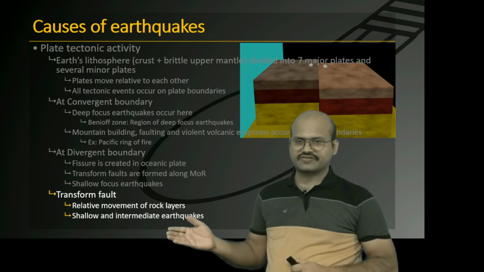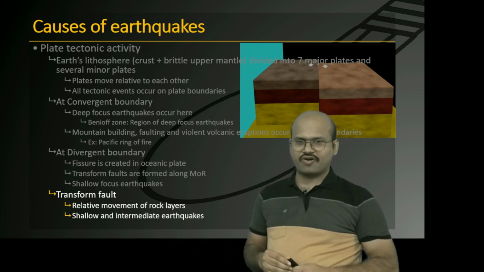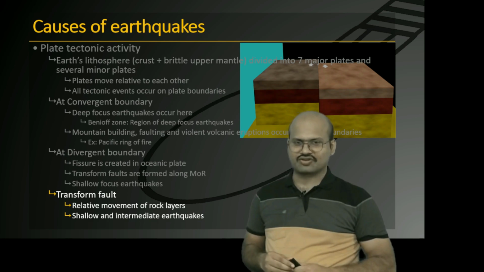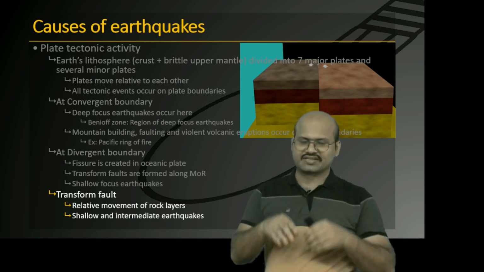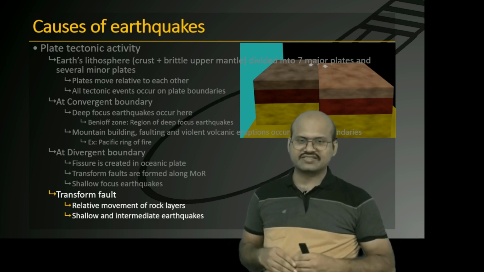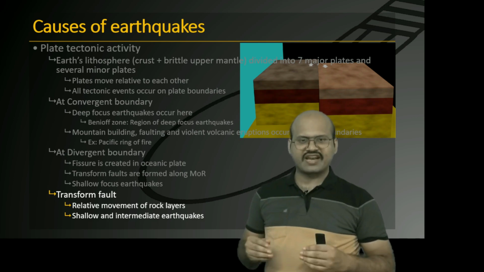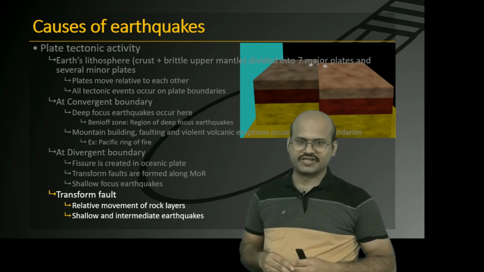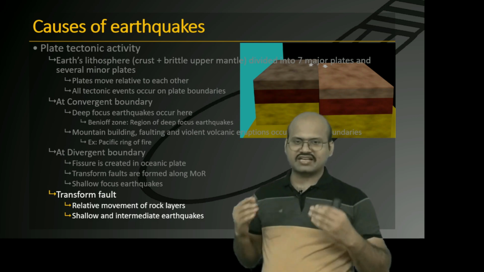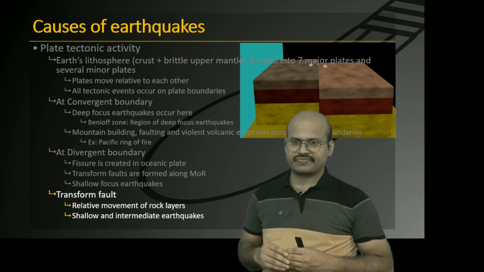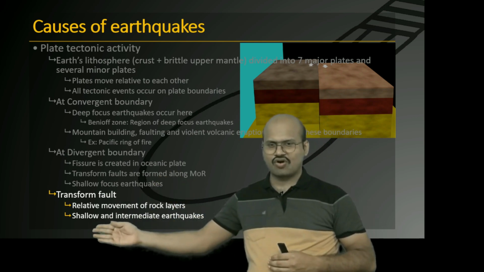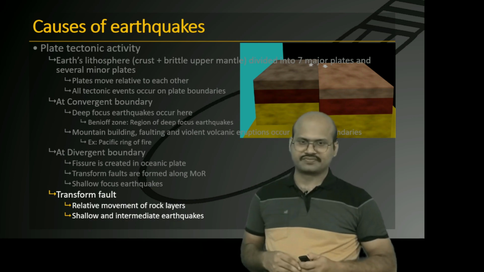Now we see a transform fault. In a transform fault, relative movement of rock layers occurs. They move with respect to each other. This could create a lot of tension in the rocks. San Andreas fault is a very good example of this, where we see a very large number of earthquakes occurring. At transform fault, generally shallow or intermediate earthquakes occur.